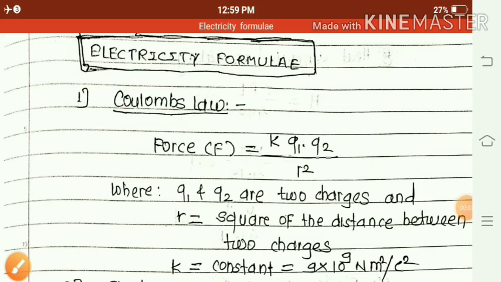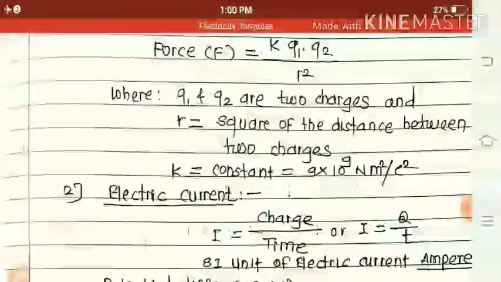And we are going to quickly review the electricity formulas. The first formula from the electricity lesson is Coulomb's law. The force of attraction or repulsion between two point charges can be calculated by the formula force F is equal to K into Q1 into Q2 divided by R square, where K is the proportionality constant, Q1, Q2 are point charges and R is the distance between the two charges.